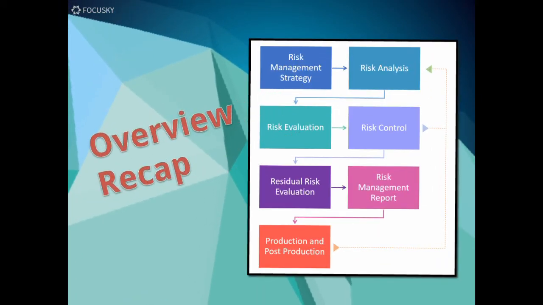So as an overview, again, we started with a strategy that defined the activities for the risk. We performed a risk analysis and evaluation, and then did any risk control measures required. If there was risk left over, that was evaluated, and we summarized everything in a risk management report. Once we went to market, we continued with production and post-production activities.